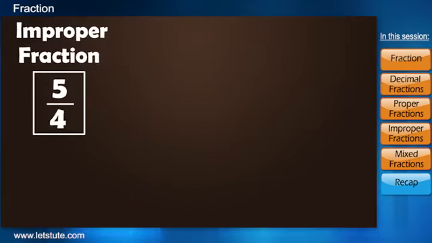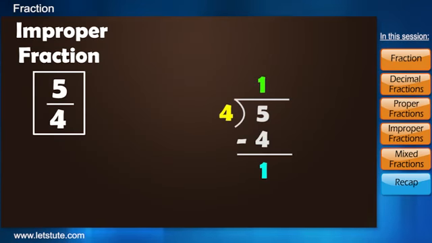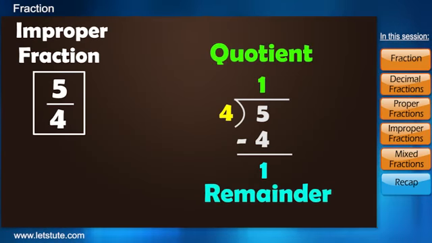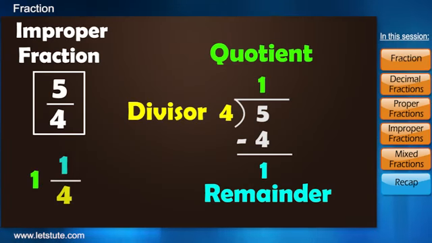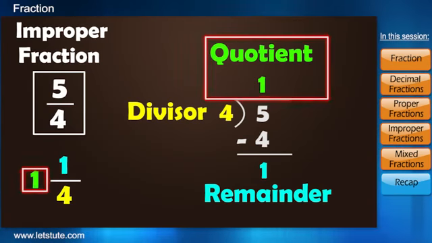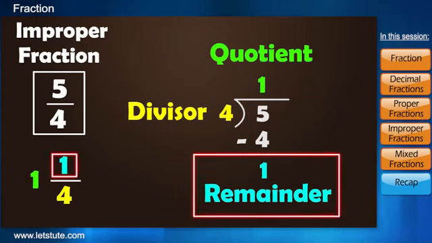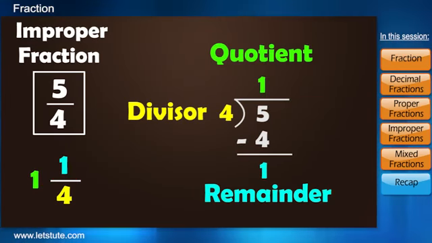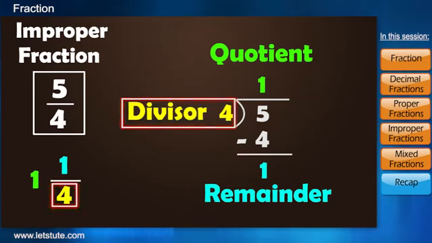You can also obtain mixed fraction by performing a normal division. Let's see how we can do that. A mixed fraction is written as quotient, remainder divided by divisor. So here it will be 1 1 by 4, right? Because 1 is the quotient, 1 is also a remainder, and 4 is the divisor.